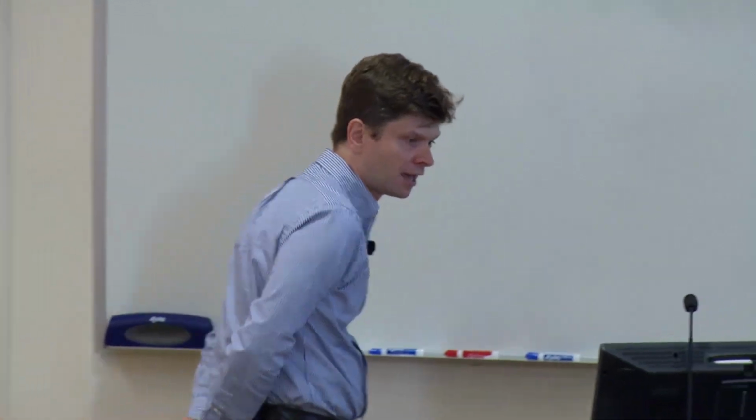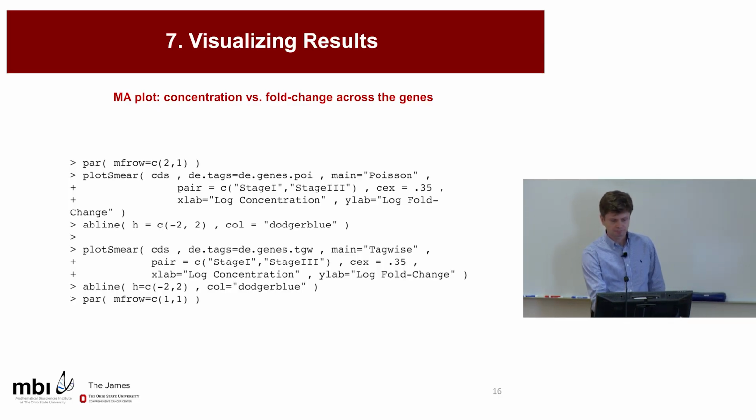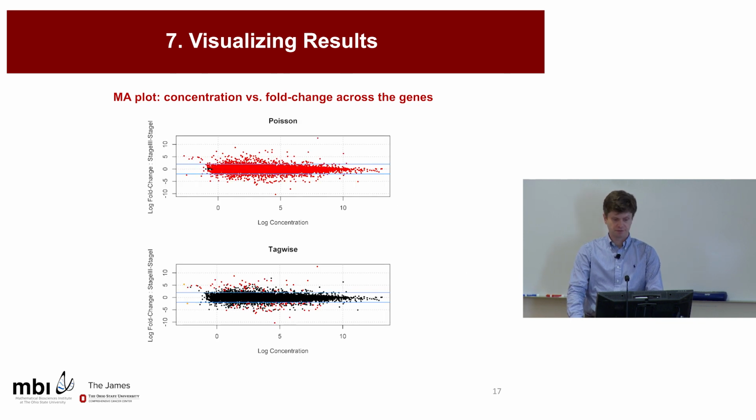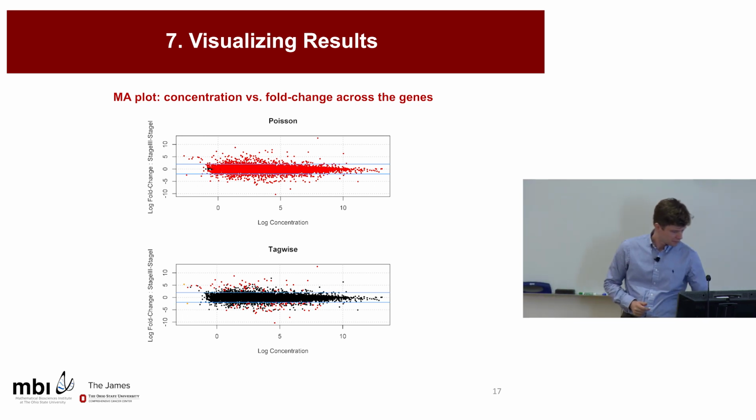And here is an example of how to generate an MA plot. So basically, we will use the plotSmear function from the edgeR package. And this is the result that you should see after running this command.